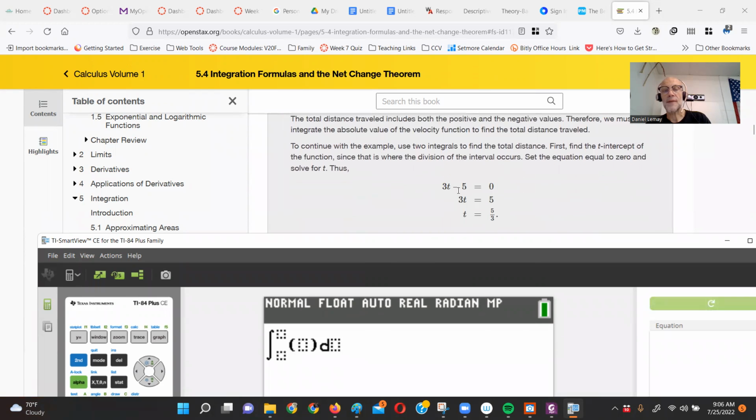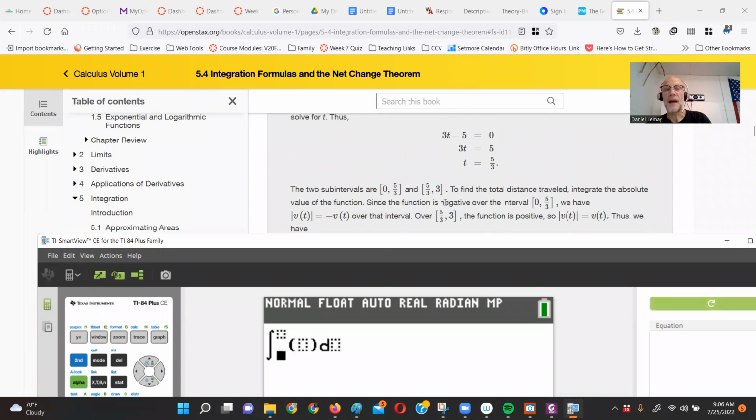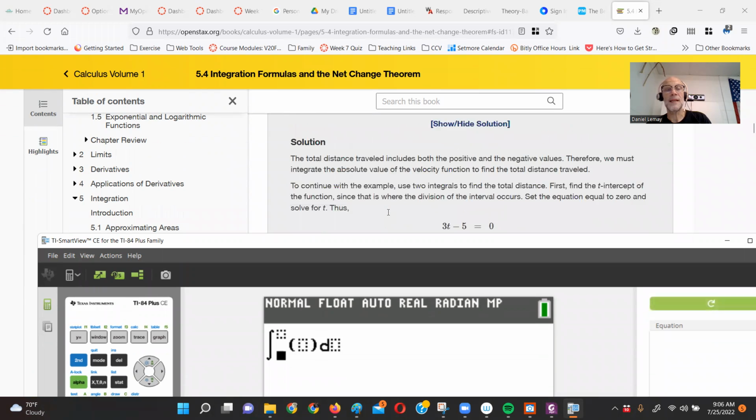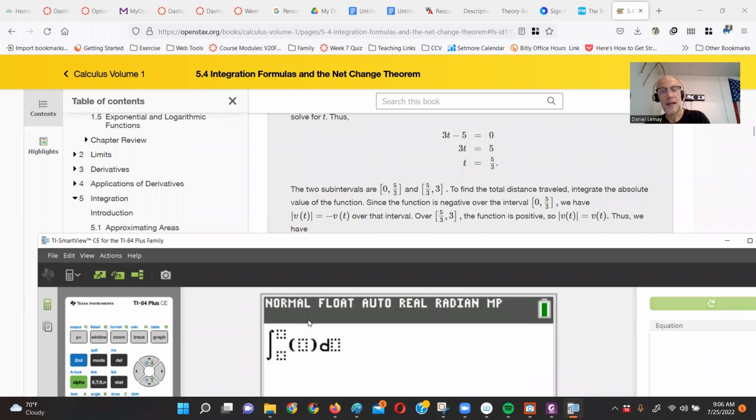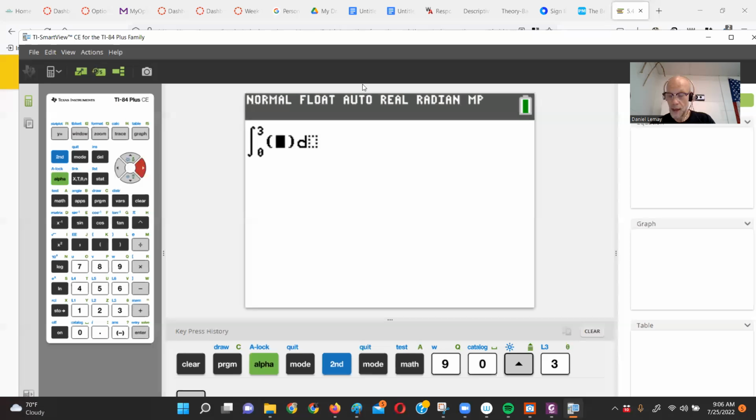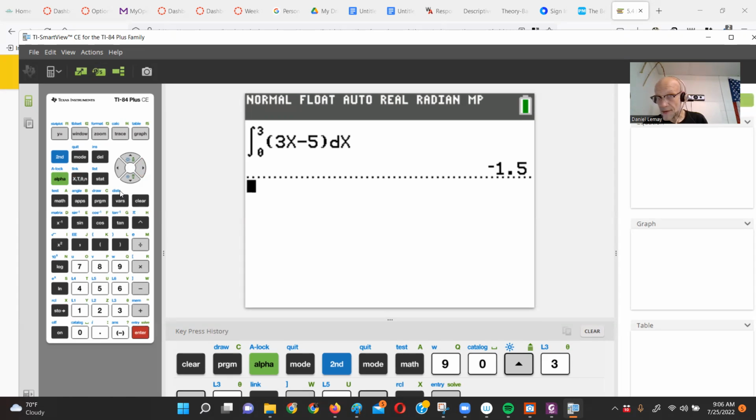What's the function? I guess they give us 3t minus 5, and we want to find the area between 0 and 3. Yeah, 0 to 3. So I'm going to do 0 as my lower bound, 3 as my upper bound, and then I'm going to type in the 3x minus 5. Then of course you have to say what you're taking the integral with respect to. That's x. Then press enter, and notice we're getting the -3/2 like we did.